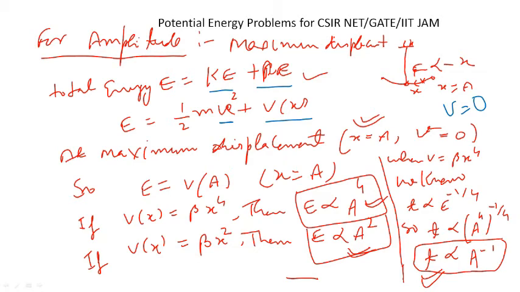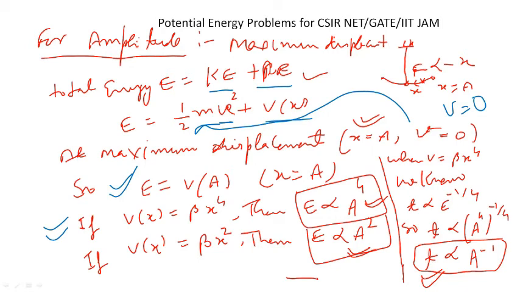So at maximum displacement, x is equal to a and v is equal to 0. So when we put v equal to 0, then this term is 0. So E comes out to be V(x). When we put x equal to a, then it becomes E equal to V(a), right? In the first case, when we consider V equal to beta x to the power 4, then you see that your energy comes out to be proportional to a to the power 4. And when V(x) is equal to beta x², then E is proportional to a².